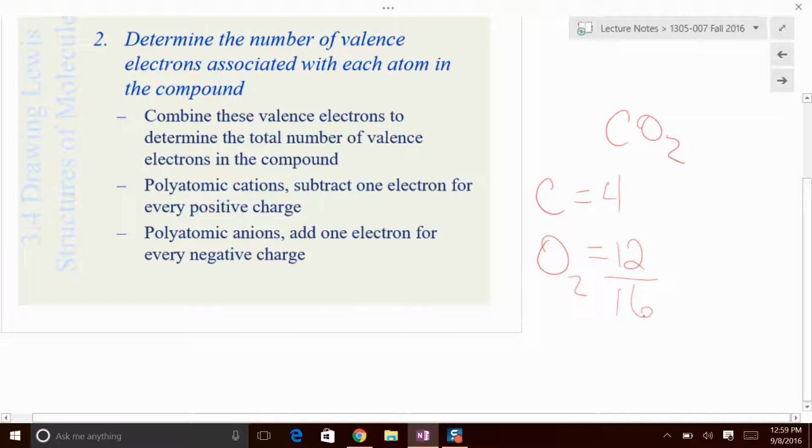You guys are like, Mr. Crandall, you can do that on your own. Why are you making us do it? I want you guys to think about it. So, 16 electrons. This carbon dioxide molecule has 16 valence electrons.